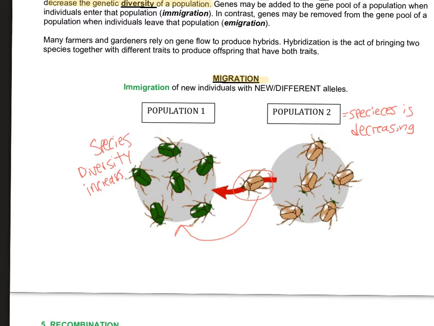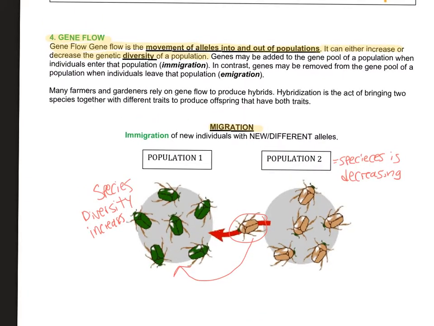Hopefully that makes sense. Okay, so in gene flow, once again, let's go back up here. Gene flow is the movement of alleles. So you can kind of see that in the bugs. They're moving away from or into a population, and it can either increase or decrease the diversity of the population. So down here, population 1 is going to increase the diversity, and in population 2, it's going to decrease it. I know that's kind of confusing, but you want to be population 1, not population 2.